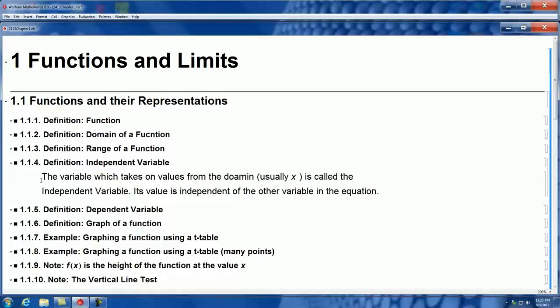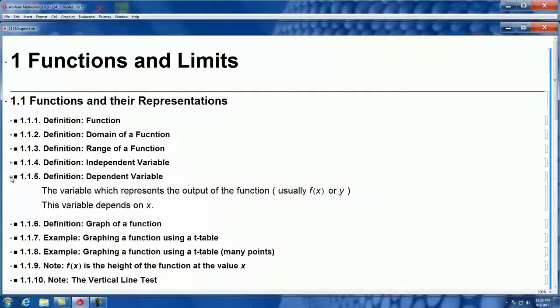The independent variable is the variable which takes on the values from the domain. So that's usually the x in the equation, and we call that the independent variable. The other variable, which is usually y, is called the dependent variable, and that's the next definition. So the output of the function is your dependent variable.